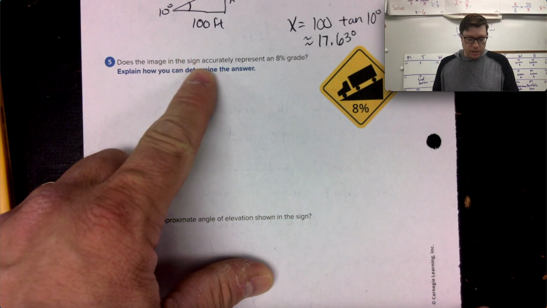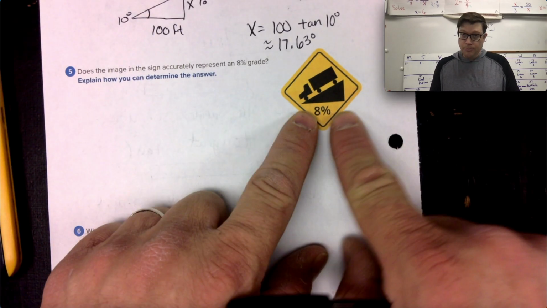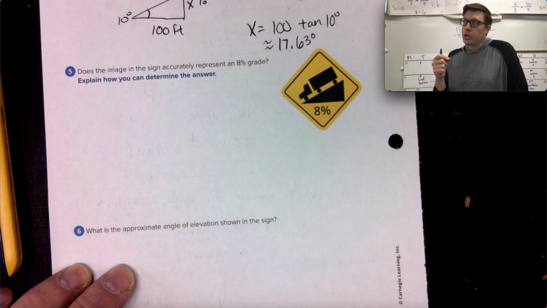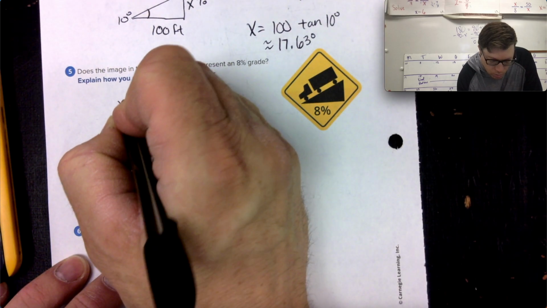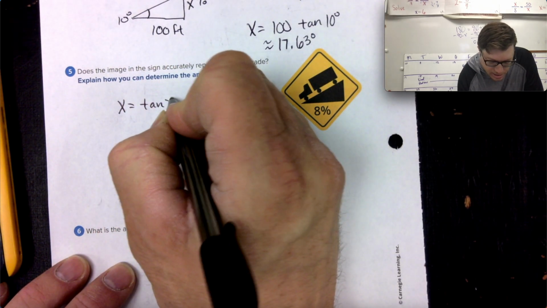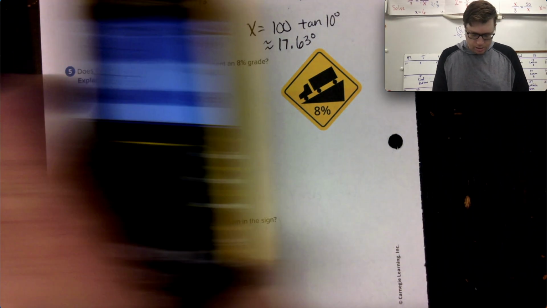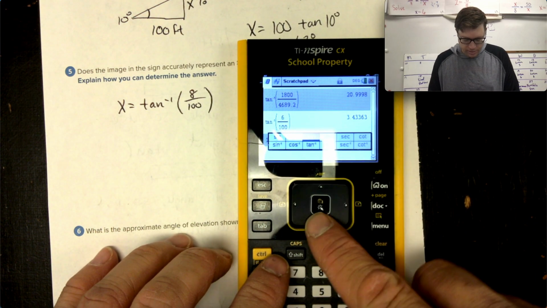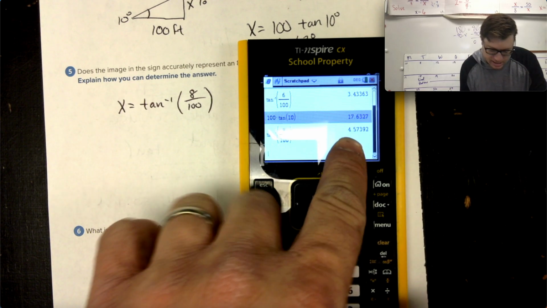Okay. Does the image in the sign accurately represent an 8% grade? So this is the image in the sign. And for us to have an 8% grade, what we can do is figure out the angle. So x would equal tangent inverse of 8 over 100. So calculator, tangent inverse of 8 over 100, which is 4.57 degrees.